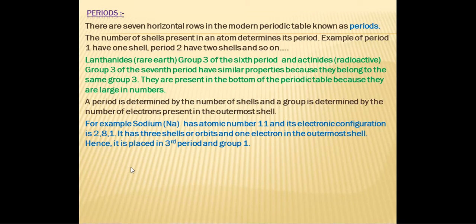Suppose in case of sodium, we have read that atomic number is 11. Electronic configuration is 2, 8, 1. One electron is present in the outermost shell. So sodium will be present in which group? In group number 1. Okay, this is what we have read.